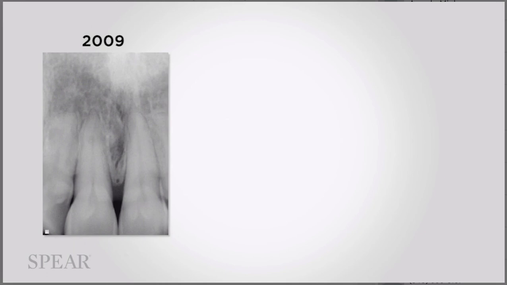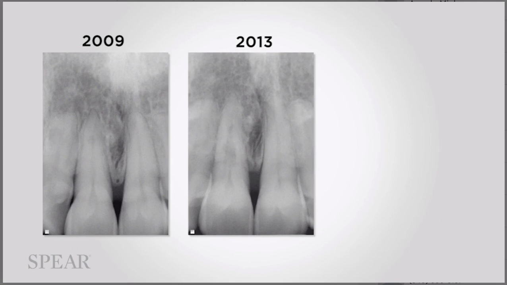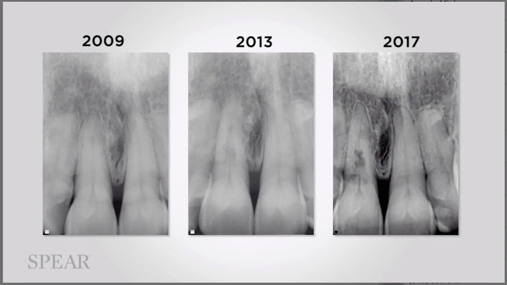You can barely see some resorption on that particular root. We're looking at the maxillary right central incisor, the one on the left, and here we are 4 years later where there's obviously more resorption going on. But here we are about 8 years after the original evaluation that was done, where there's an extensive amount of resorption going on. Patient has no symptoms.